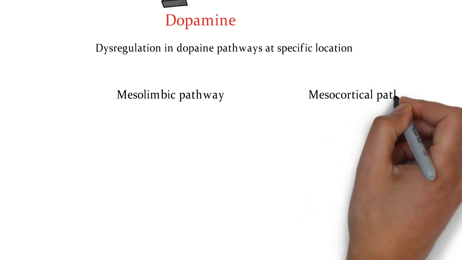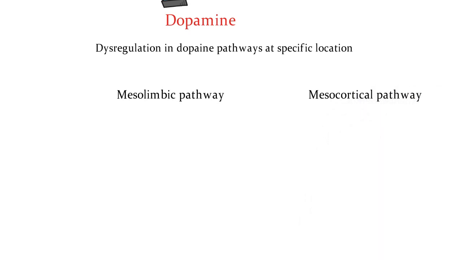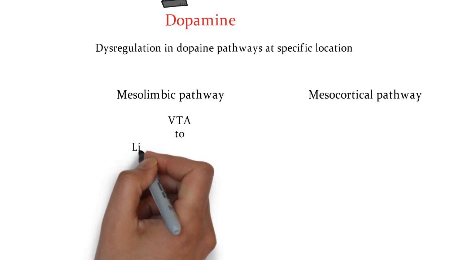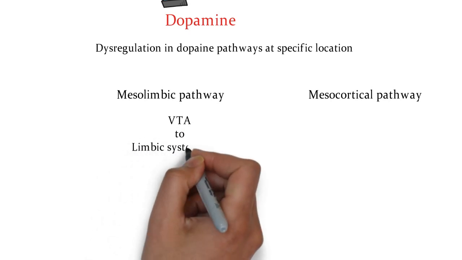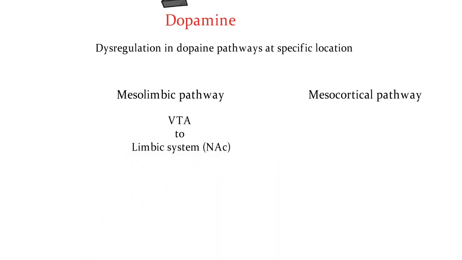The mesolimbic pathway originates from the VTA, that is the ventral tegmental area, and it ends in the limbic system, specifically in the nucleus accumbens and amygdala. This pathway is responsible for regulation of mood and emotion.